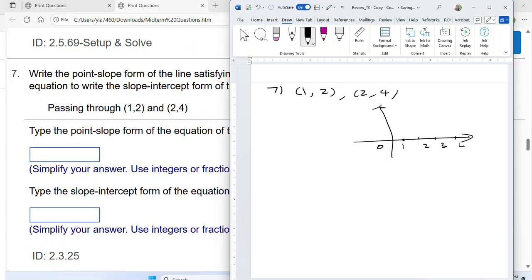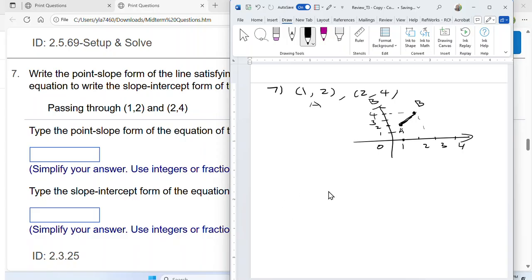All right, we're going to call this point A, and this one point B. Point A is (1, 2), so x is 1, y is 2 right here. Point B is (2, 4). That is your point B, and that is your line. Basically, we want to find the equation for this line.